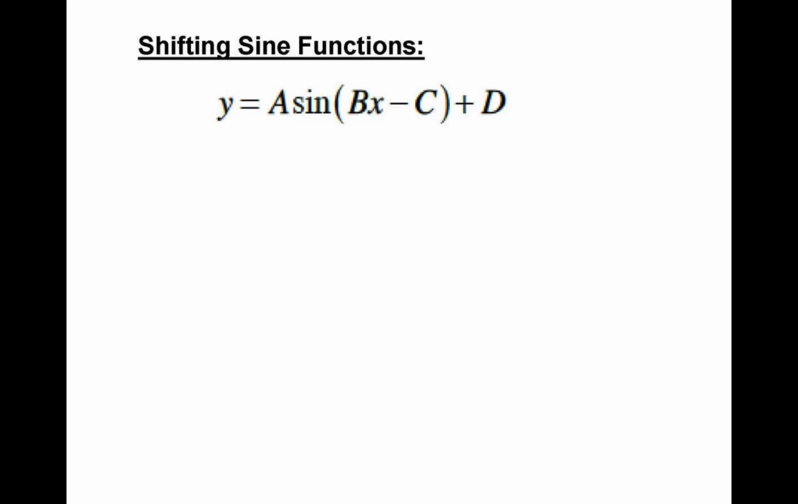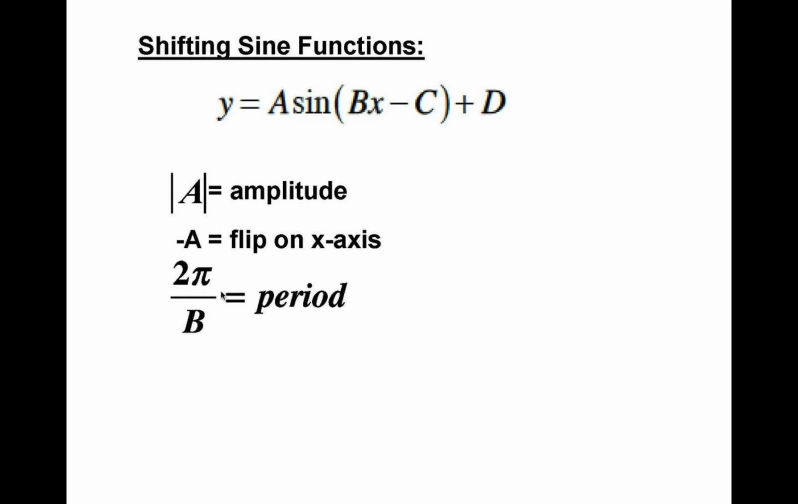All right, so to shift sine functions, the number in front of the sine ratio, if you take the absolute value, it will give you the amplitude. However, if it's a negative number, it's going to flip the graph on the x-axis. Your period, remember it was 2 pi around the circle, but that can change based on how many x's you have in your equation. So to find the period, you would do 2 pi divided by b, the number of x's.